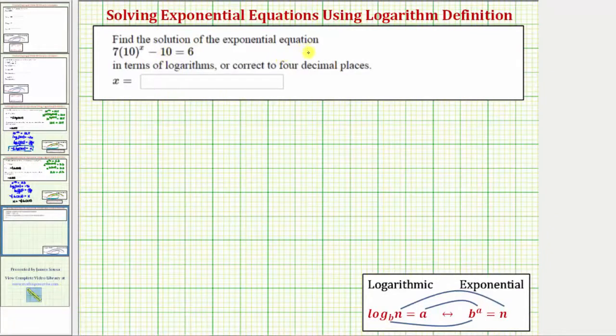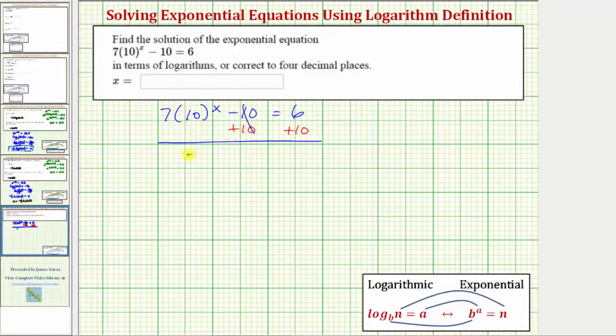To solve the given exponential equation in terms of logarithms or correct to 4 decimal places. So our exponential equation is 10 raised to the power of x minus 10 equals 6. We want to begin by isolating the exponential part, meaning we want to isolate 10 raised to the power of x. So for the first step, we'll add 10 to both sides of the equation.